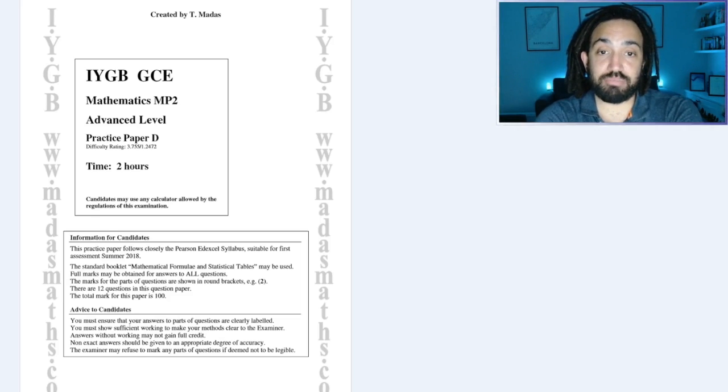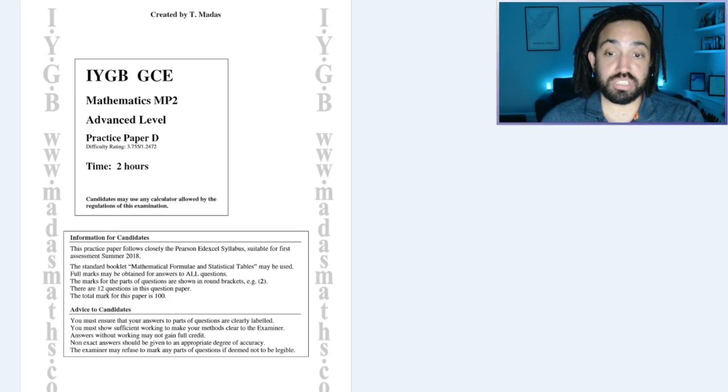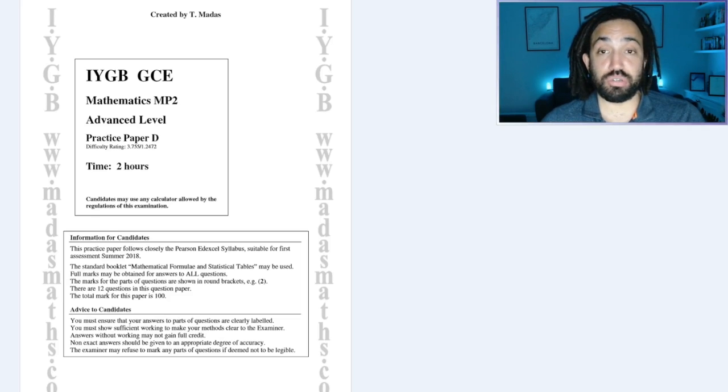This is Mathematics MP2, practice paper D, and it's based on the EDEXCEL Pure syllabus. I would say that it's aimed at students who are looking for an A to A star. They're really tricky questions. They're great to do because it puts you a little bit out of your comfort zone and you have to really work on your problem solving skills.